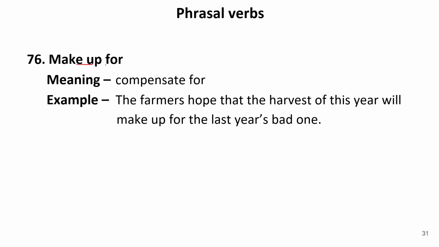That is make up for. The meaning of this is to compensate for. For example, the farmers hope that the harvest of this year will make up for last year's bad one. It means last year the harvest was not good. So they are hoping that whatever they harvest this year will compensate for last year's loss. Now let us move to the next one.